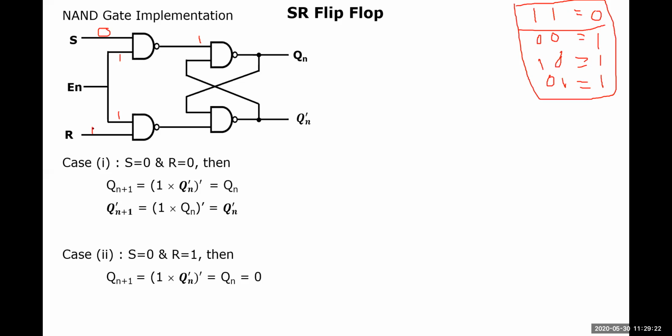So here S equal to 0 and R equal to 1. Both are ones in the sense that here we have passed 0 and 0, 1, as per the original NAND gate truth table.